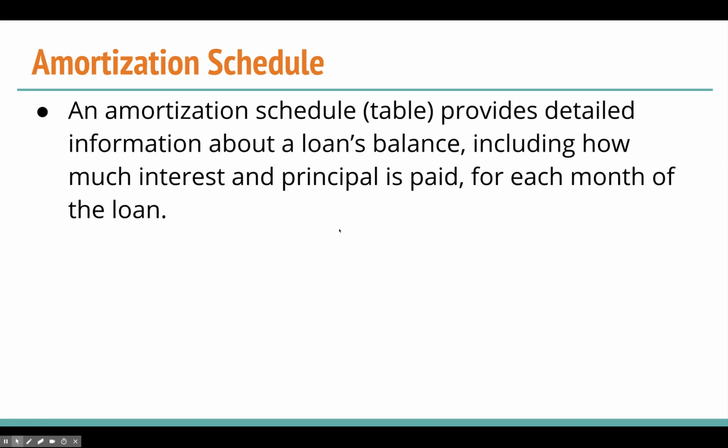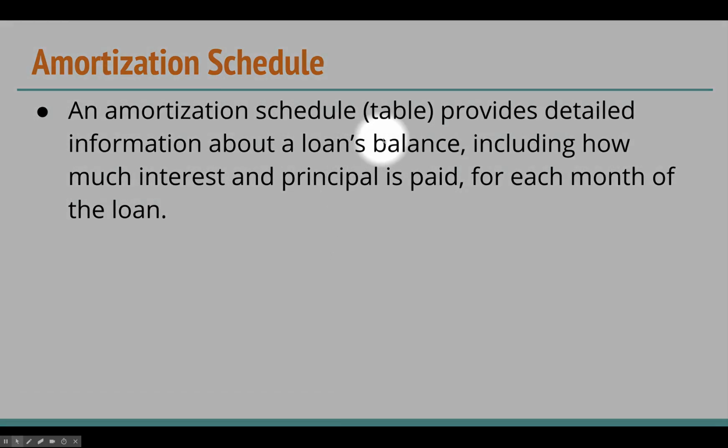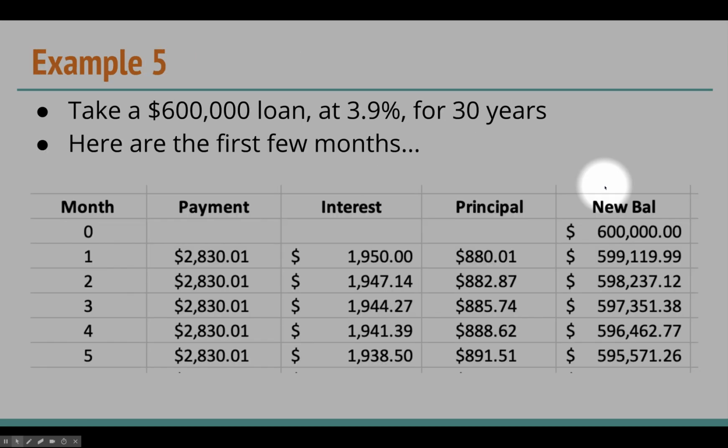Hello, in this video we're going to take a look at some basics about an amortization schedule. An amortization schedule is basically a table that gives you very detailed information about a loan's balance, including how much interest and principal is paid for each period of the loan. Typically it's every month. So let's take a look at a really simple example.